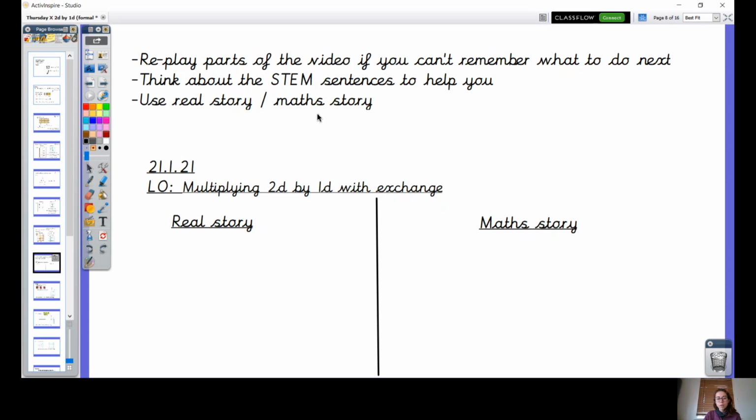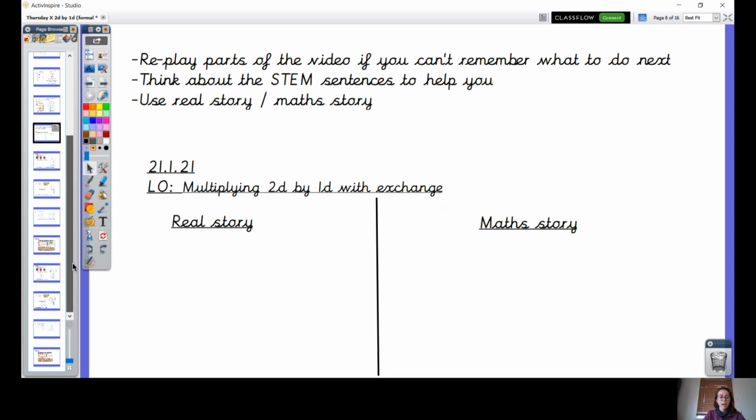And if you'd find organising your math like this easier for you, a bit like what I did in my slides, you can write real story and math story where you've done the LO. Can you see that line down the middle? That's almost like the column in the middle of your book. So I would suggest with your maths book, you actually use a whole page going across, and have one column for writing the real story notes and one column for writing your math story notes. Okay, so if you'd like to do that, you might want to pause the video and do that now.